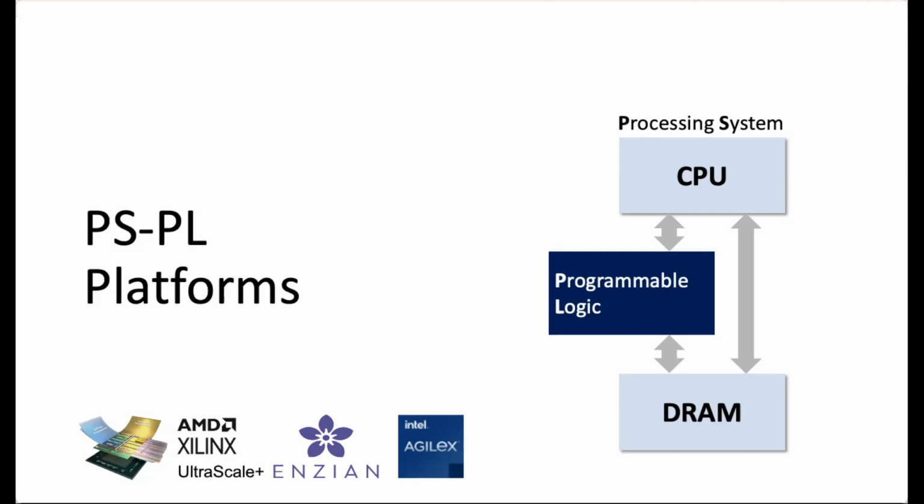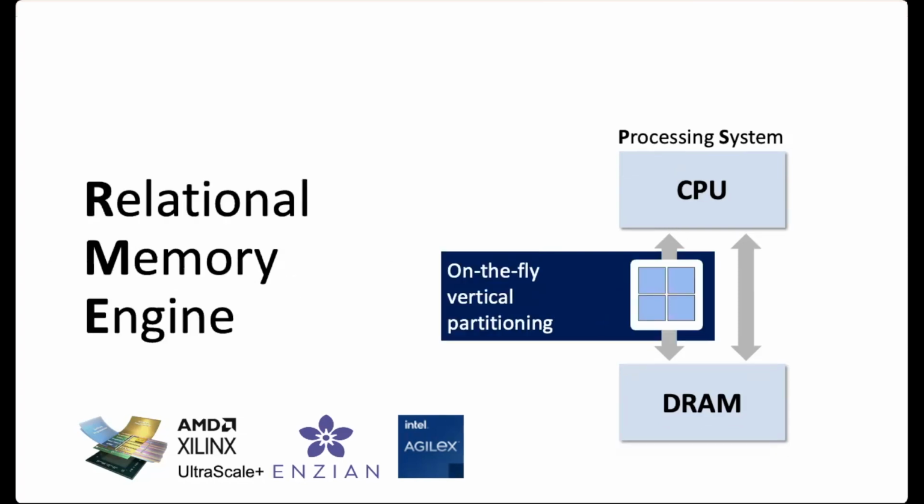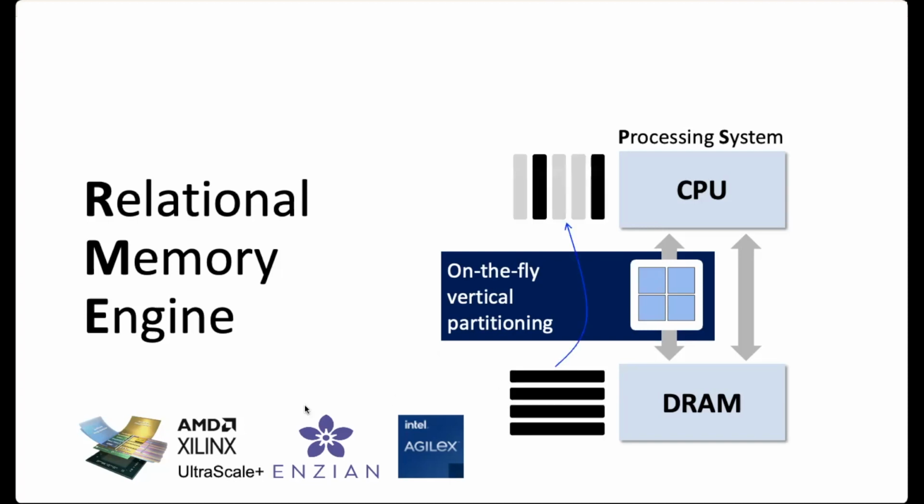Programmable logic, or FPGA, consists of programmable interconnects and configurable logic blocks, thus any hardware logic can be programmed on it. The relational memory engine is a specialized hardware for vertical partitioning on the fly. In other words, a relational memory engine transforms the data from the base row store to the column store with only desired columns, or to the hybrid layout of columns and rows depending on the query.